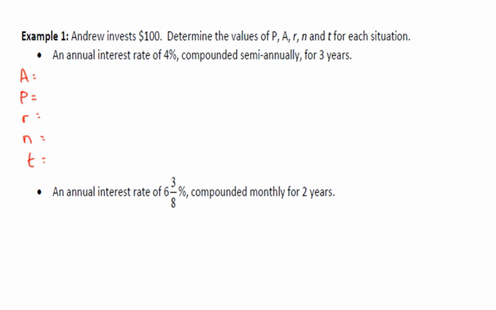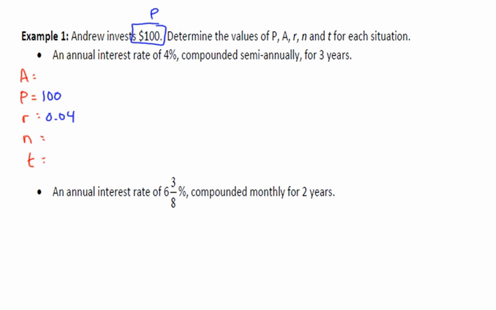So what do we know about Andrew? He's rich because he invests $100. Is that our A, our amount accumulated, or our P, our principal amount? Principal, how much we start out with. So that's 100. An annual interest rate of 4%. What does that tell us? R. Now we always want to make it a decimal. What is 4% as a decimal? Divide by 100: 0.04.